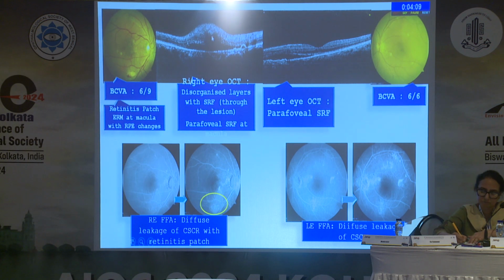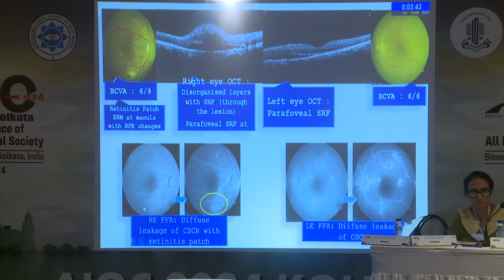This was the OCT going through the lesion, which is showing a diffuse change. There was actually no total loss of anatomy, no destruction of anatomy at that area. And the other eye you can see also has CSR, like a fluid parafoveal and coming subfoveally with a small PED. And this was the FFA of the patient.